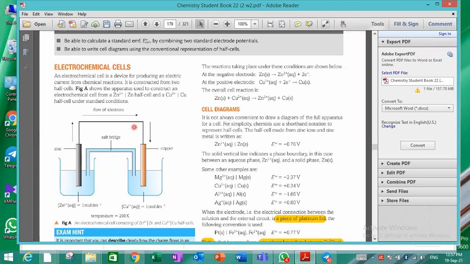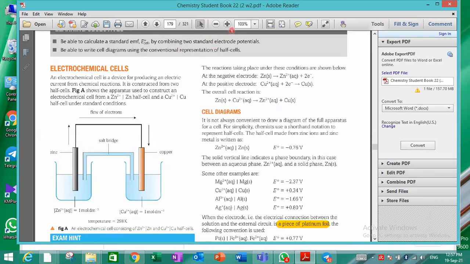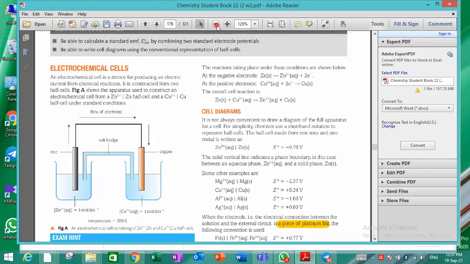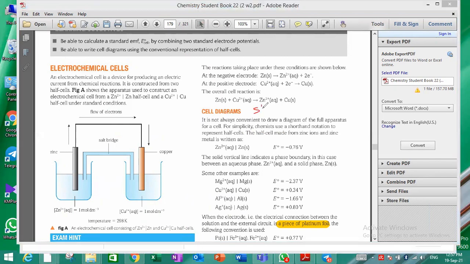Now here, instead of always drawing our cells, we can write what we call cell diagrams. What are cell diagrams? Cell diagrams are, as we call it, a shorthand notation.